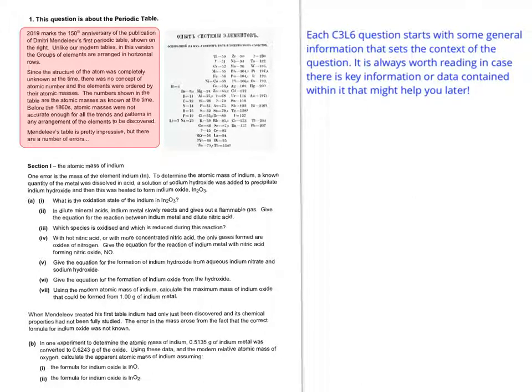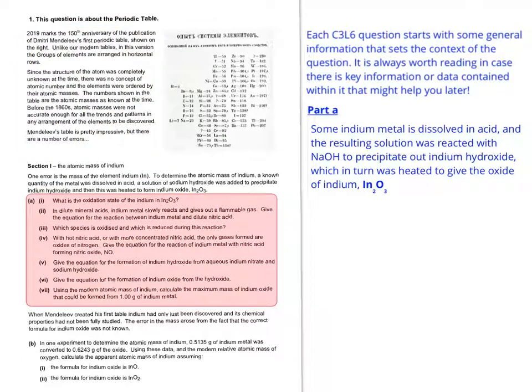So let's have a look at part A. The very first part of the question talks about indium metal being dissolved in acid, and the resulting solution was reacted with sodium hydroxide solution to precipitate out indium hydroxide. Now the indium hydroxide can be filtered out because it's a precipitate, and then that can be heated to form In2O3, one of the oxides of indium.